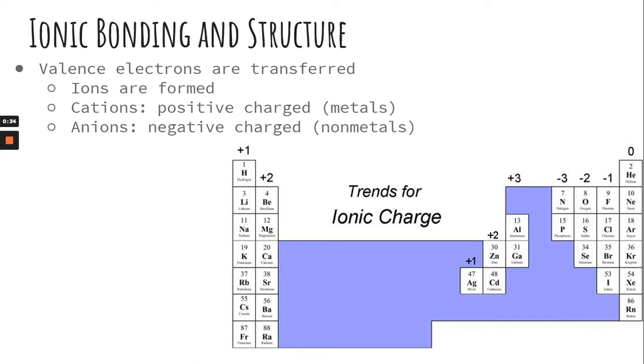You have a cation, which is positively charged. It's typically a metal, however there are some positively charged polyatomics. And then you have the anion, which is the negative charge. These would be nonmetals or a polyatomic made of nonmetals.